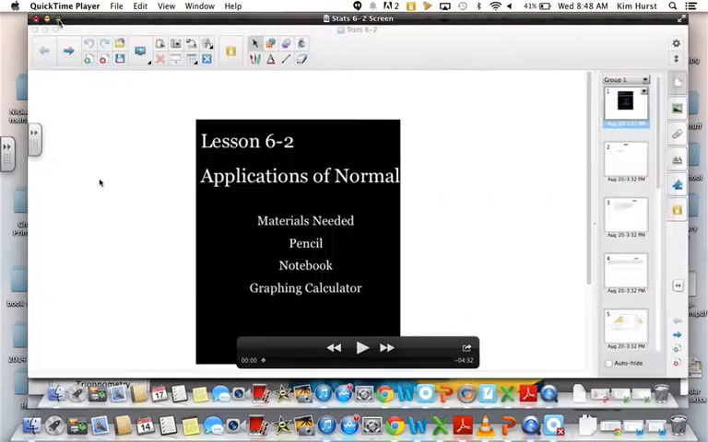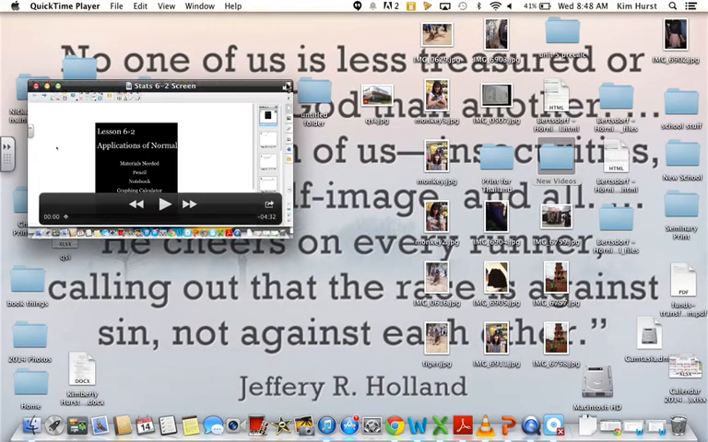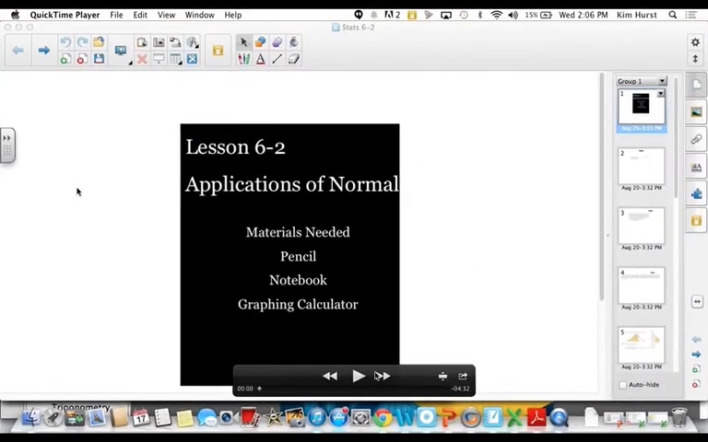Left it at home and I've had some issues. So anyway, that being said, we're going to move forward and hopefully we can get through this relatively painlessly.